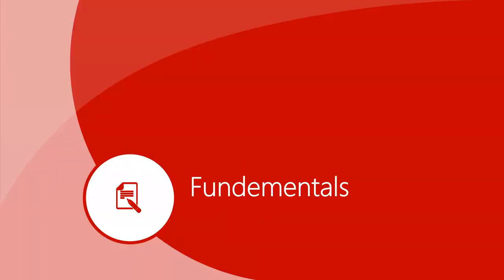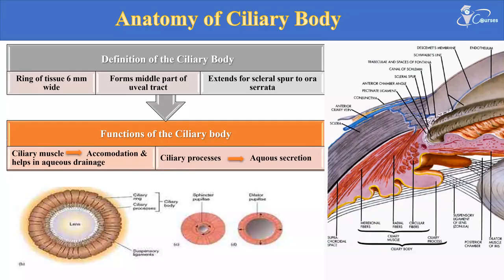Going back to the basics, if you remember the anatomy of the ciliary body, the ciliary body is a ring of tissue about 6 millimeters wide, which forms the middle part of the uveal tract. Anteriorly will be the iris and posteriorly the choroid. It extends from the scleral spur, which is an important anatomical landmark of the angle of the anterior chamber, to the ora serrata.